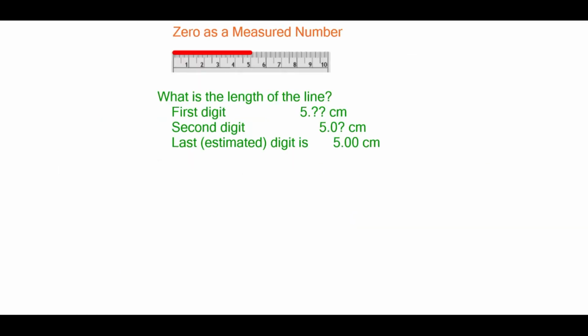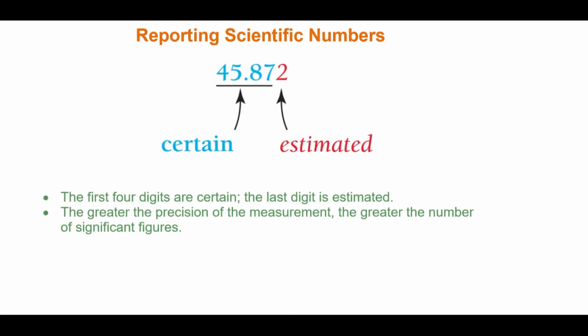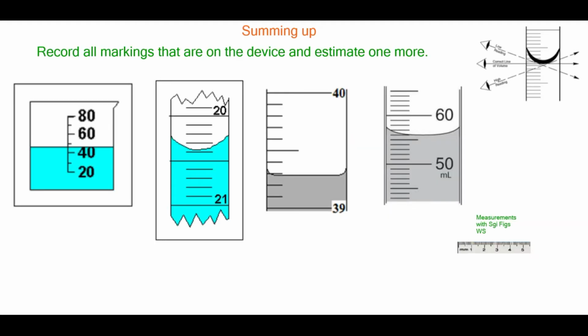Remember that sometimes you will have 0 as a measured number. If we look at the measurement, we know it is 5. If we look at the second line, perhaps we think it is 0. If it is exactly on the line, then our hundredths place will be 0. You need to make sure that you put all of the zeros in there to account for the significant figures. Remember that the certain values and the estimated values are considered significant. Go ahead and give these a try.